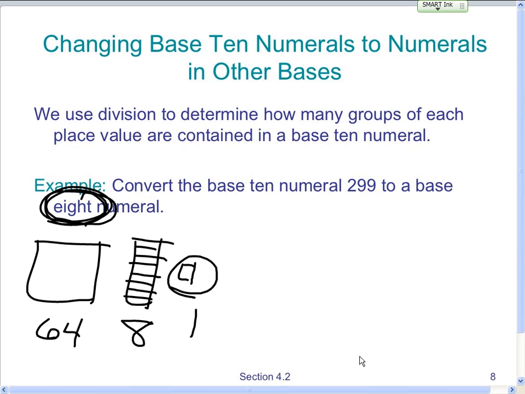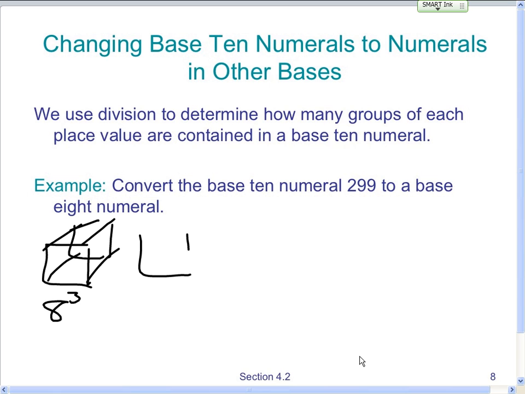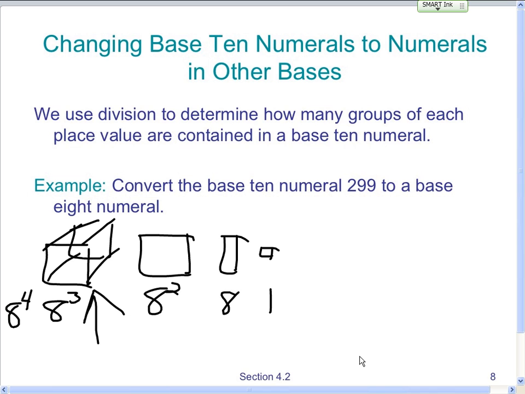Now if I want something bigger than that, if I take 8 flats, then I would actually have a cube. 8 times 8 times 8, and a flat, 8 times 8, and a stick, which is 8, and a unit, which is 1. Now if I wanted to take 8 of these, I'm not going to draw it, but that would be 8 to the 4th, etc.